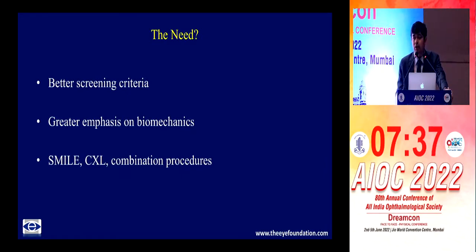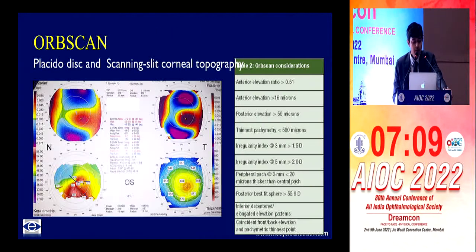So really, why do we need this kind of advanced imaging? The reason is we need better screening criteria. There is obviously a greater emphasis now on understanding the basic biomechanics. We have better procedures, SMILE, and so many other companies coming in with SMILE-like procedures. Nuances in our understanding of cross-linking and combination procedures, and our understanding of ectasia itself, is evolving.